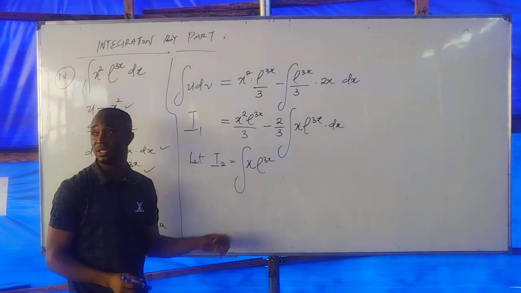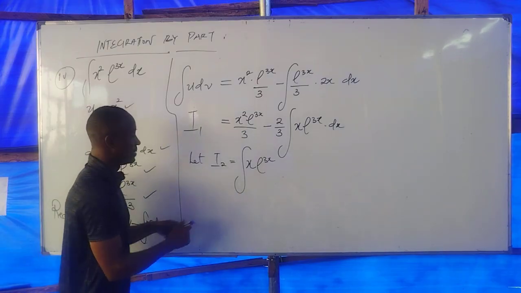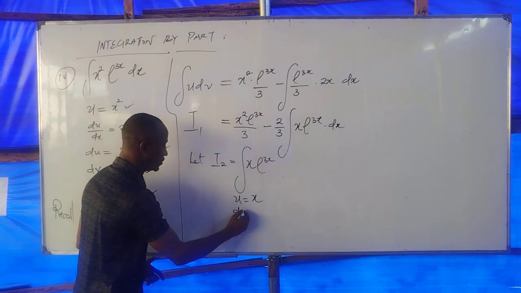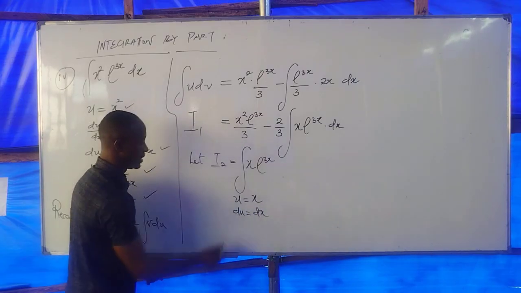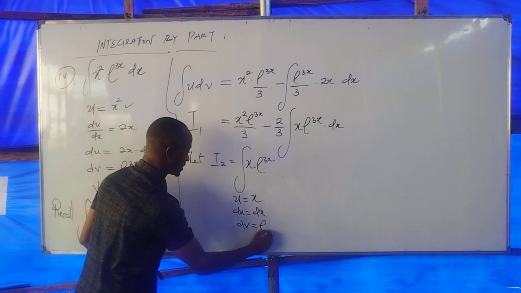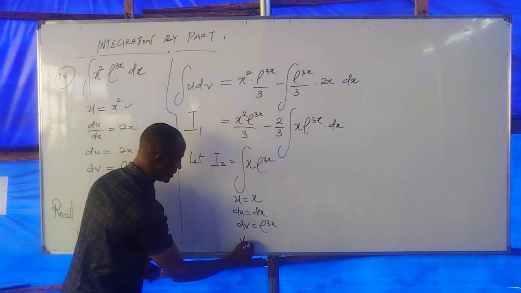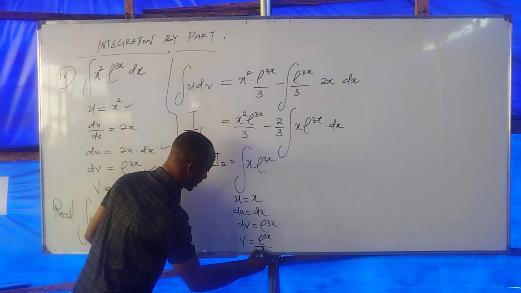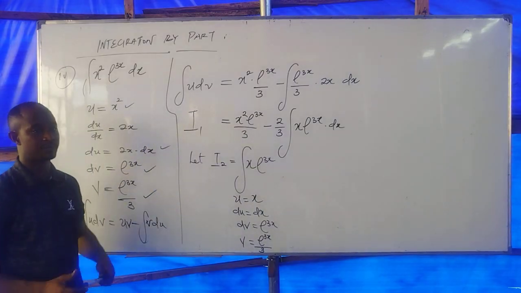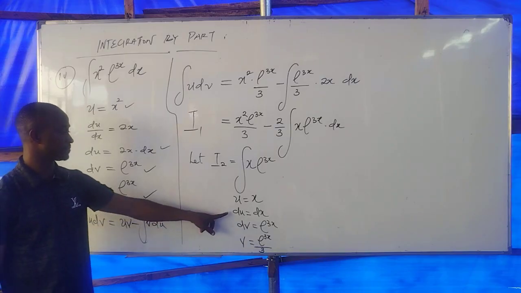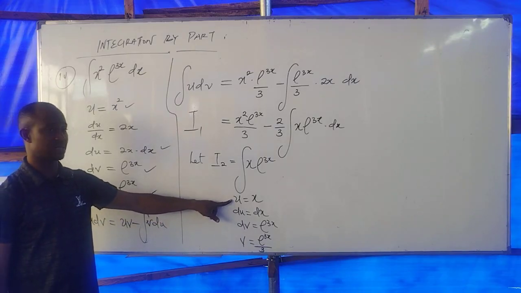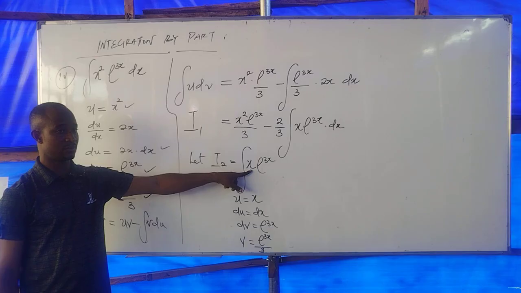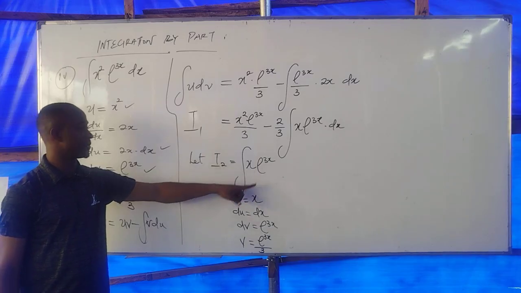It simply means I will need to further integrate by parts, by making this my u, right? What's our u here? x. What's our du? dx, right? What's our dv? Exponential 3x. What's our v? Our v will still be exponential 3x divided by 3. Which x? This one? u is x now, and the exponential is your dv now.